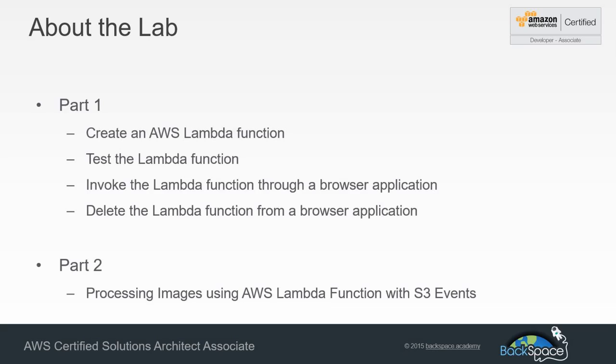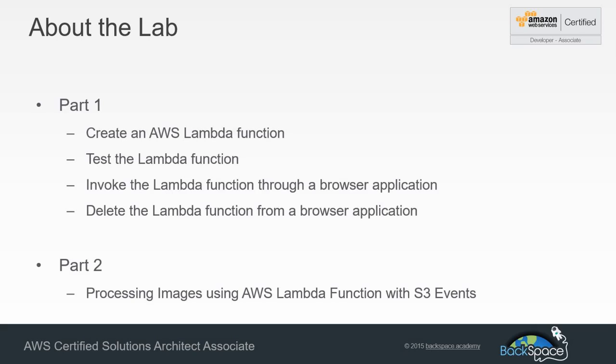So in part two of this, we're going to look at another way of invoking a Lambda function, and that's through S3 events. And we'll have a look at the different types of S3 events, and then we'll look at how we can use those S3 events to automatically trigger an AWS Lambda function. And we're going to use the ImageMagick Node.js package, and we're going to use that to process images and to create a thumbnail of those images.